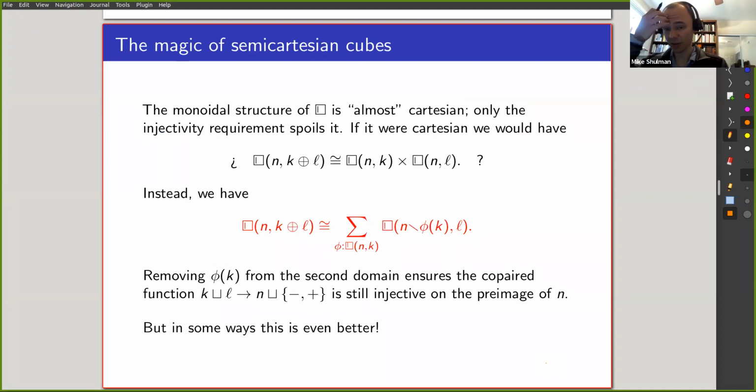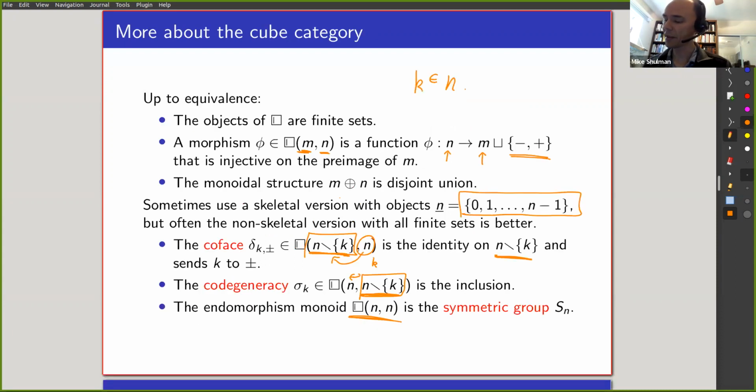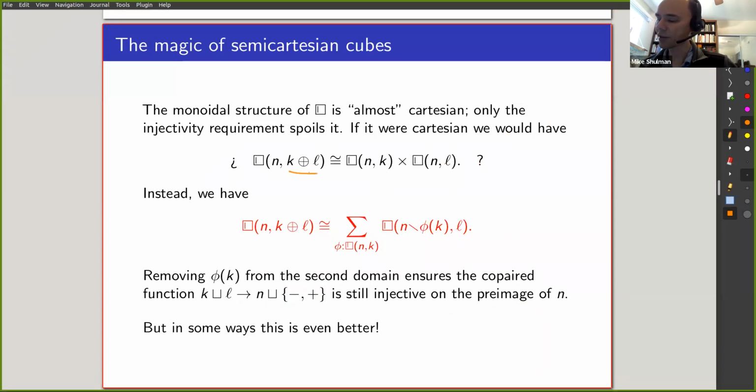This is not a Cartesian monoidal category. Even though, you might think, well, it's almost Cartesian monoidal, because the monoidal structure is disjoint union, which is a coproduct of finite sets, and the functions go backwards. So it's like the opposite of something whose monoidal structure is disjoint union. These plus and minus don't mess with that, but what messes it up is this injectivity requirement. So if this were actually a Cartesian product, then a map in the cube category from N into K plus L would just be a map into K and a map into L, but that wouldn't necessarily be injective. But what we can say instead is that a map into K plus L is a map into K together with a map into L whose domain has the image of K removed from it. And that ensures that this injectivity requirement is maintained.